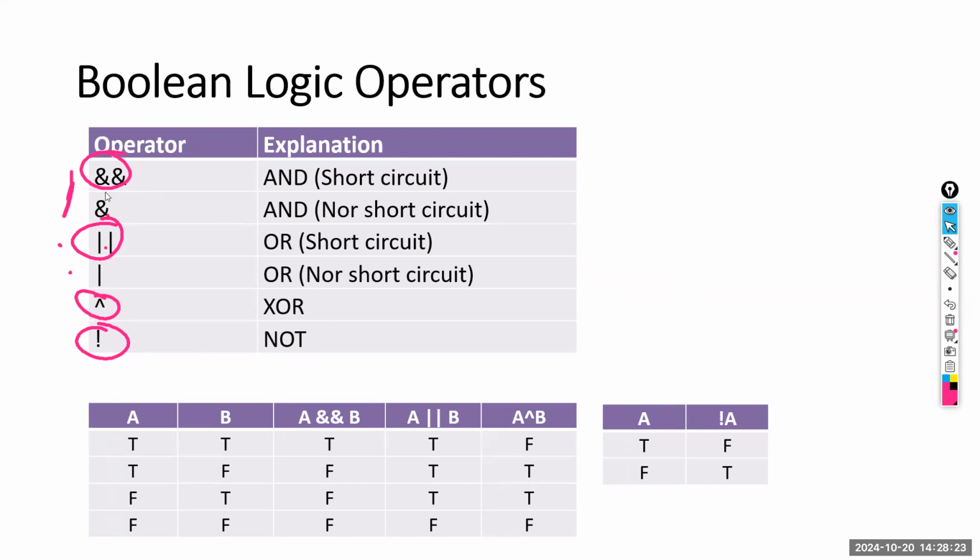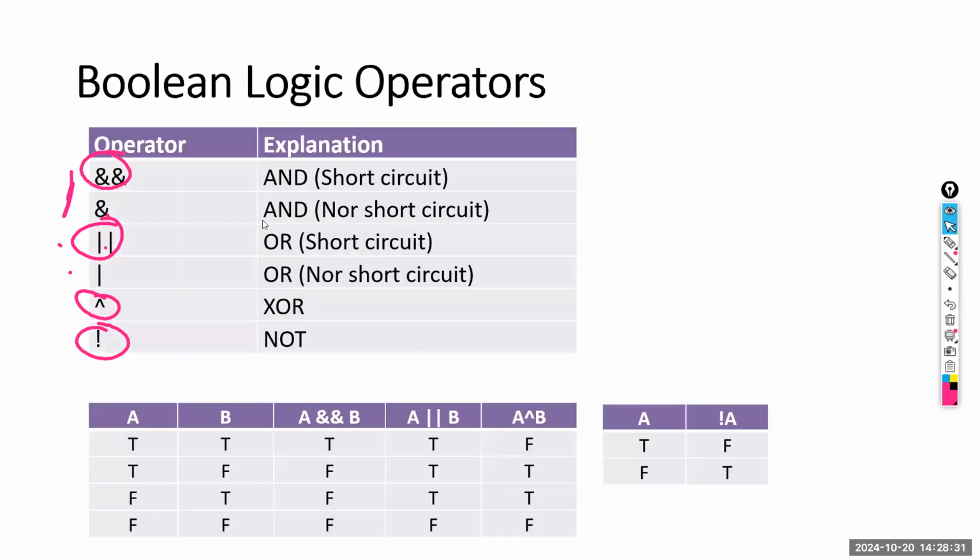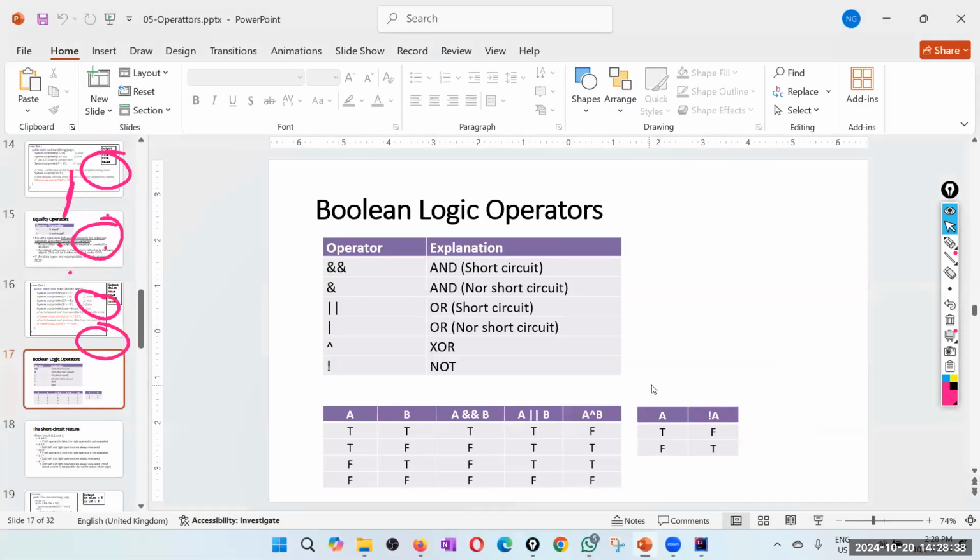Right. I won't explain again what short circuit and non-short circuit are, because I have given you an example and explanation for that. You can read it and understand. But I will just give you an example of how the Boolean logic operators work.